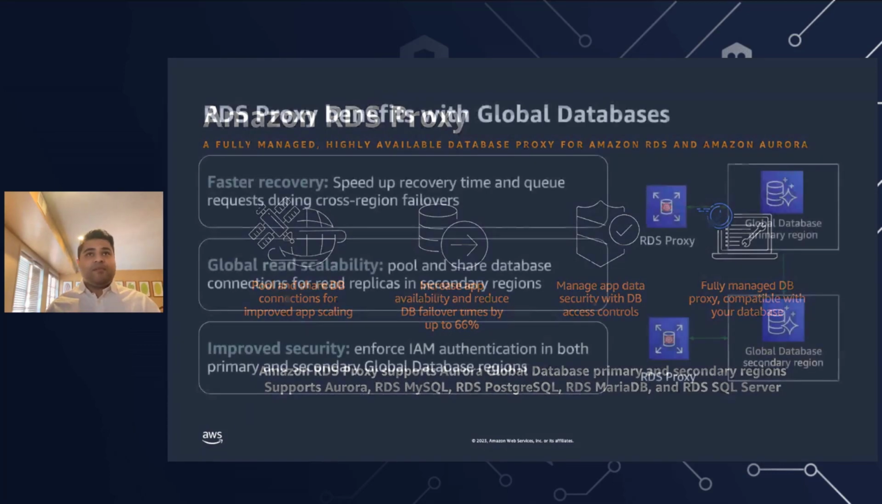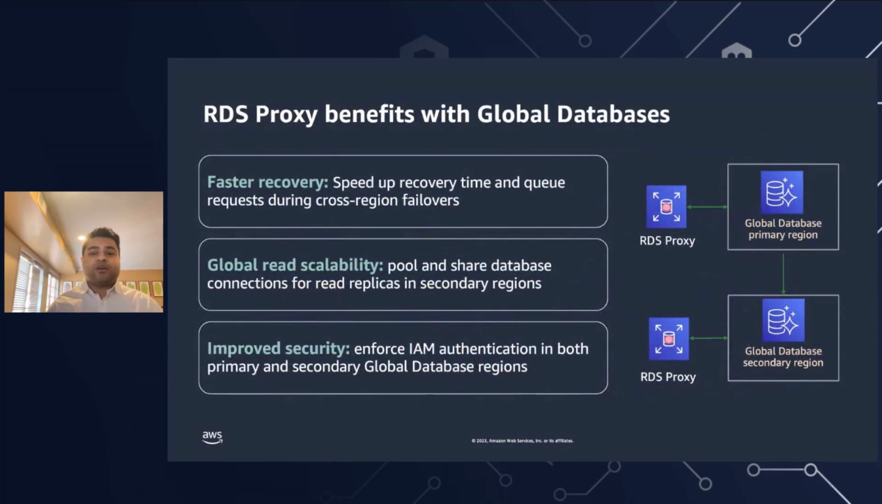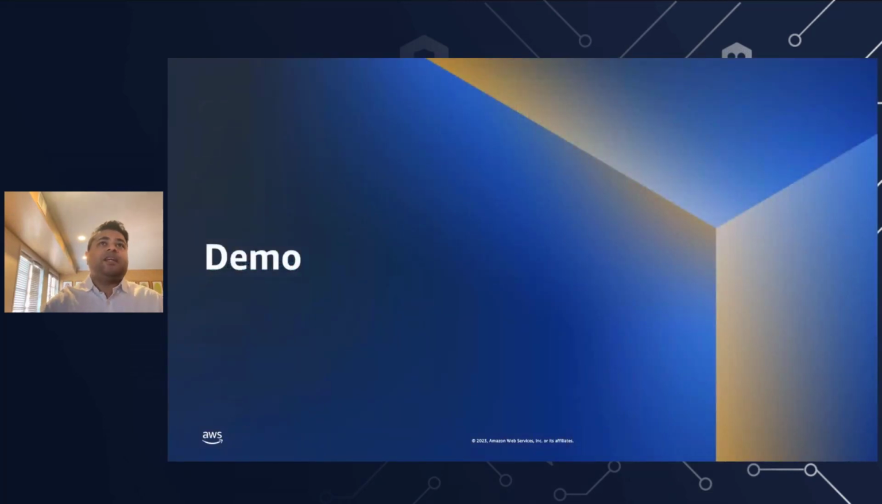Now, you can avail the same benefits that I talked about for RDS Proxy in any of the global database primary regions. Additionally, by having proxy in the second region, you can speed up recovery time and queue requests during cross-region failovers. You can also use RDS Proxy to scale the reads in the secondary region or improve security by enforcing IAM authentication in both the primary and secondary regions. Now let's see all of this in action via a demo.